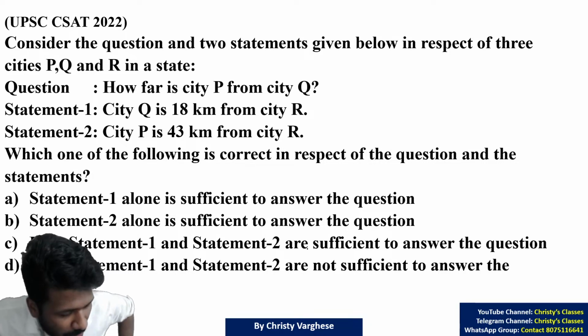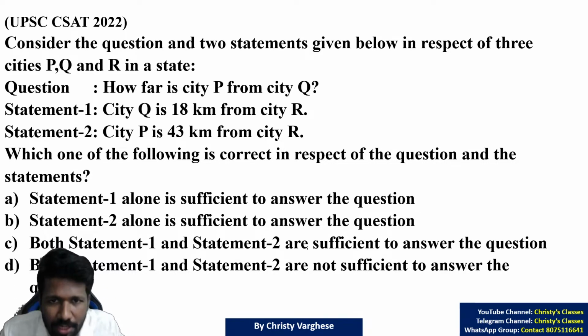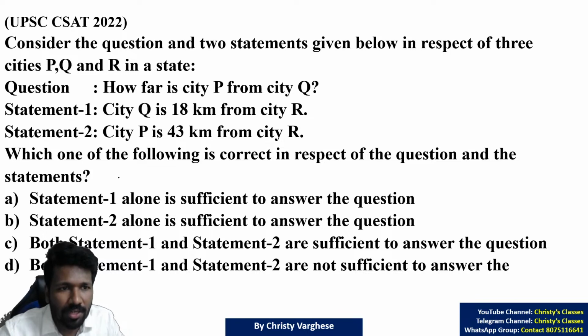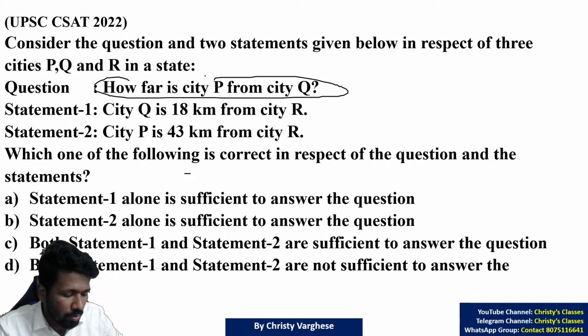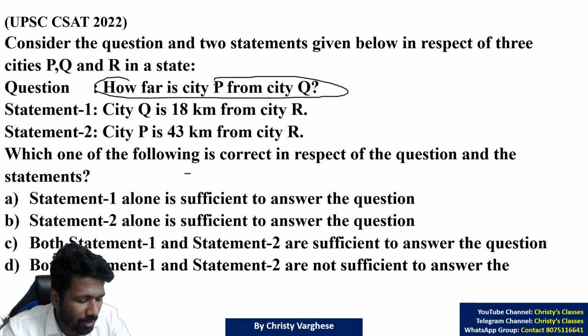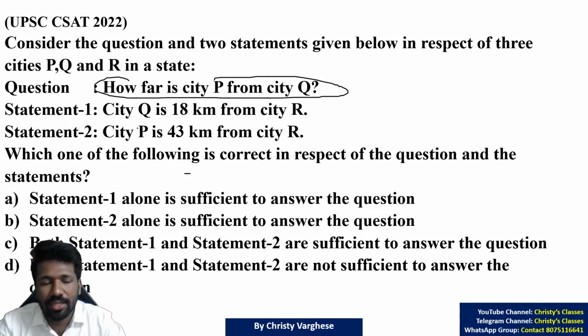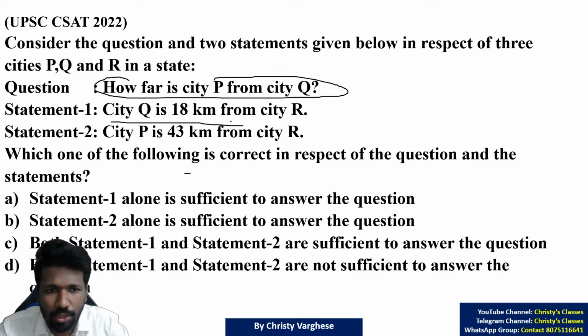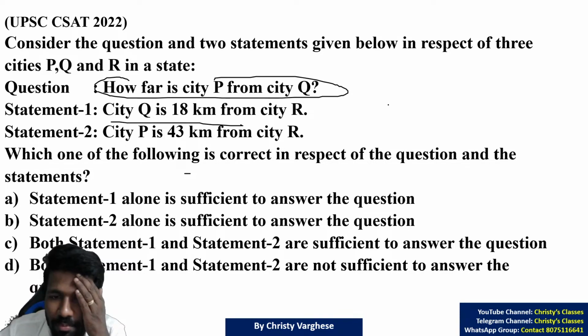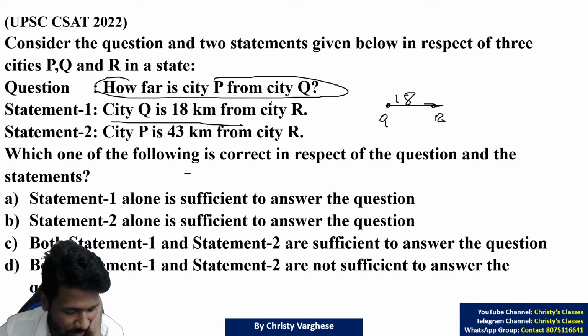Okay, due to lack of time, I will start explaining. Consider the question and two statements given below in respect of P, Q, R. Question is how far is city P from Q? The distance between P and Q, that is what the question is asking. Which statements are needed to answer that? That is the question. City Q is 18 km away from R. So if you represent the picture, if Q is here, R is here, this is 18 km we can represent.